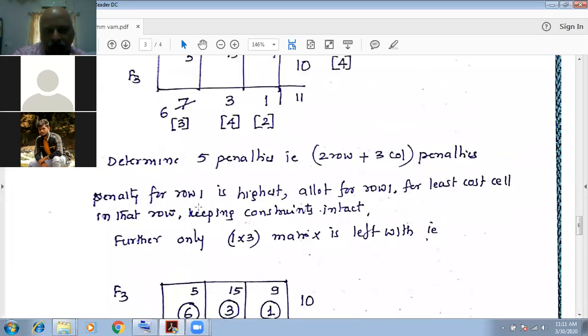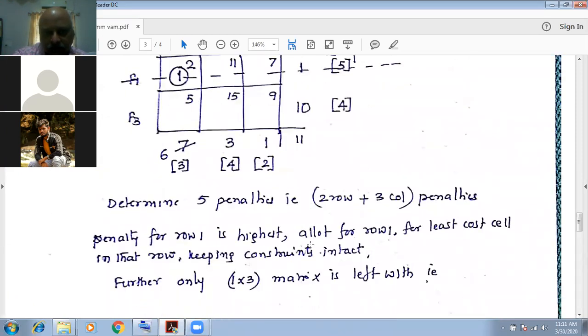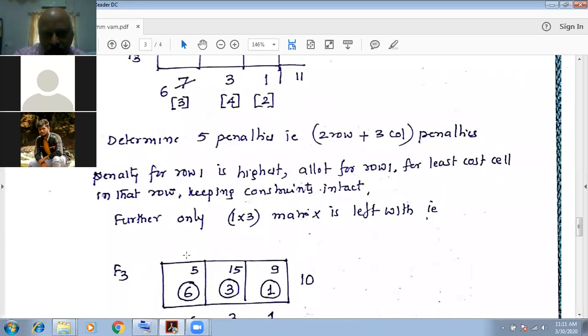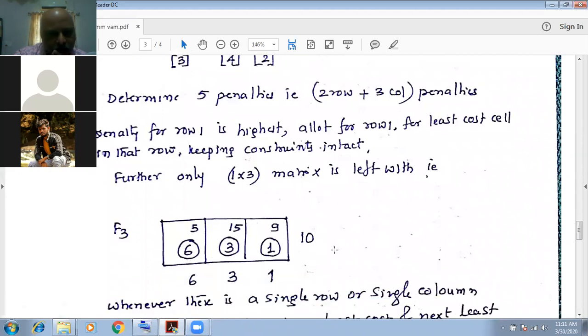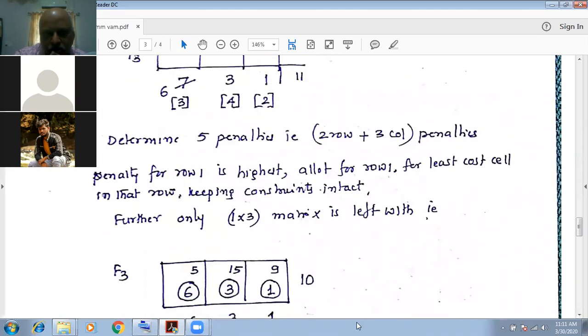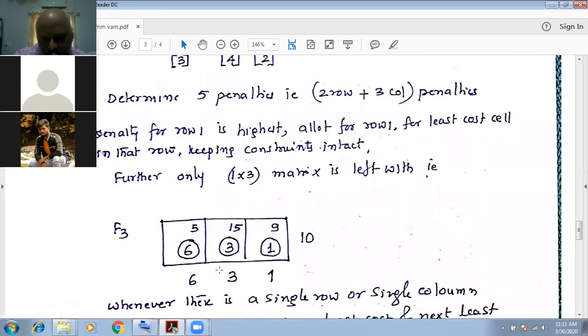So now I am left with D1, D3, D4. Out of that, with 10 units left, the least cost is 5. So the further allotments to be made here are 6, 3 and 1. All these allotments are made without calculating the penalties.